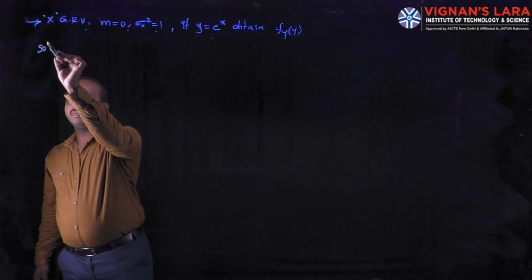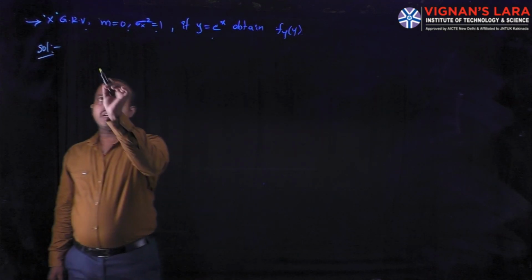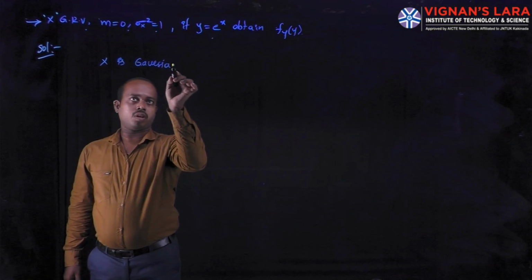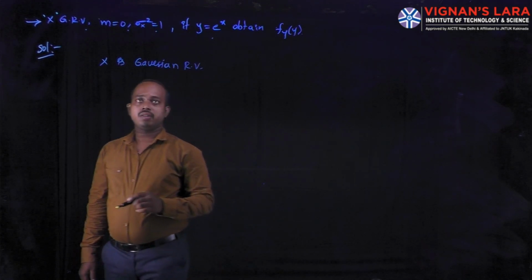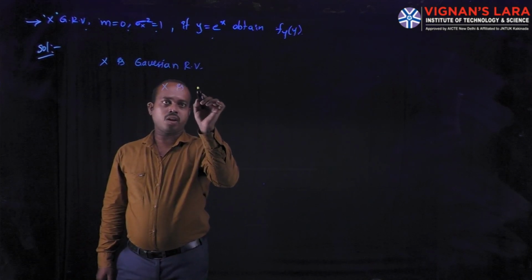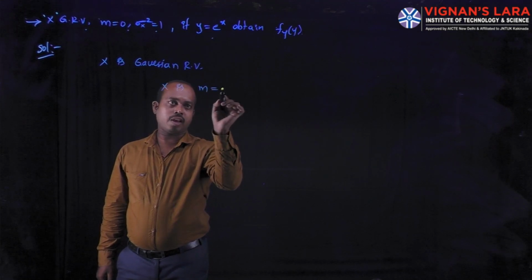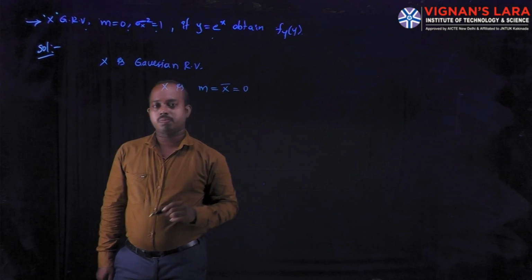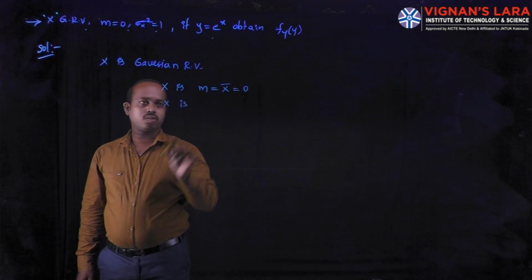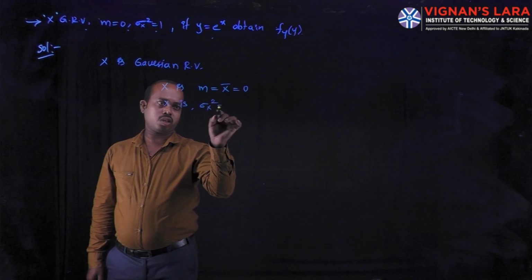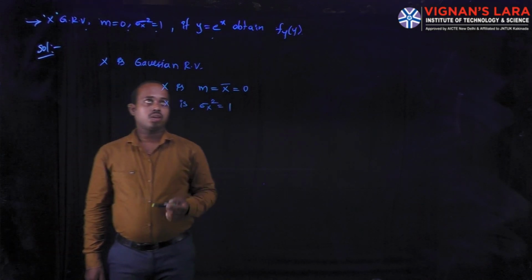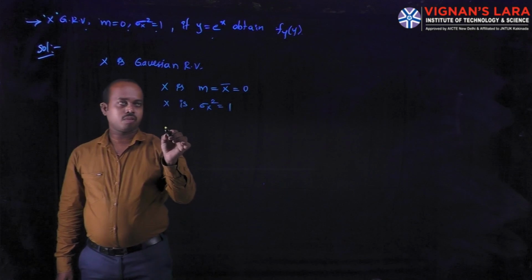Here I am writing the given data. The given data is X is a Gaussian random variable and X has zero mean. The mean value, with notation X bar, is equal to 0. And second, the random variable X has a variance, sigma X square, equal to 1. But the function is given as Y is equal to e power X.